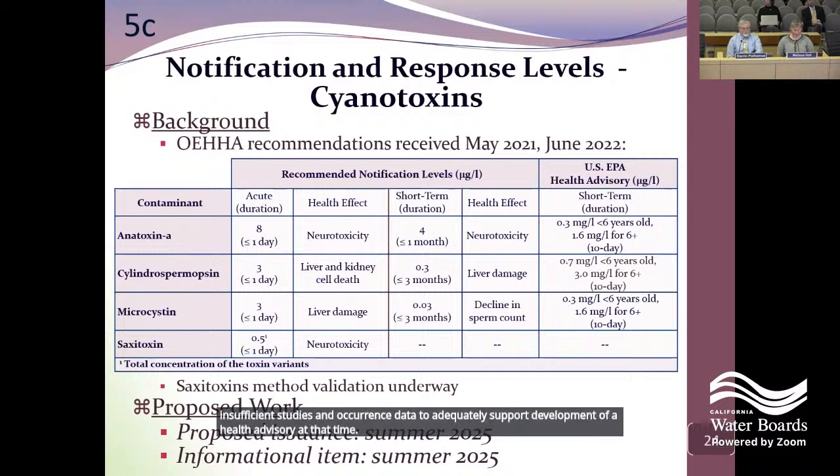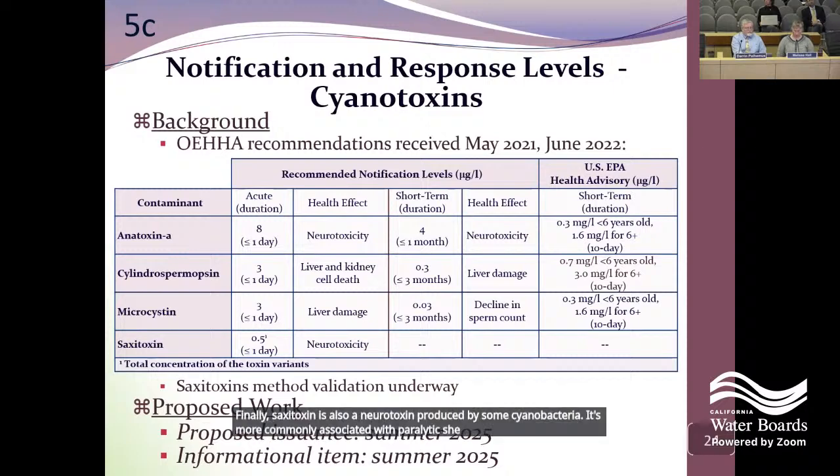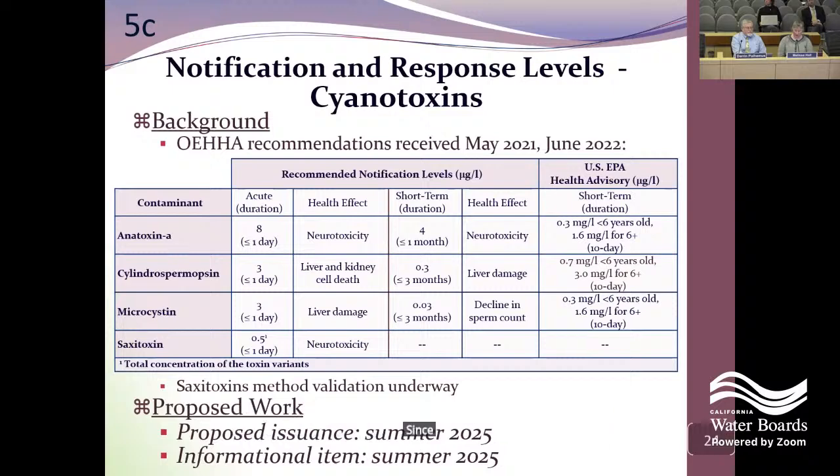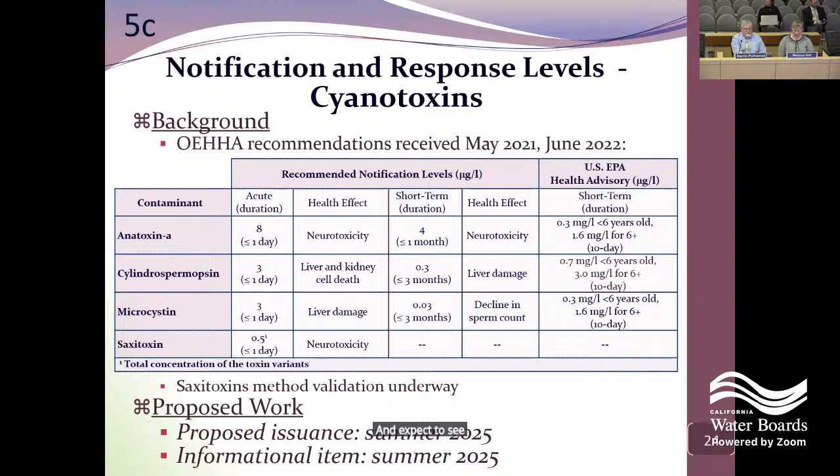Finally, saxitoxin is also a neurotoxin produced by some cyanobacteria. It's more commonly associated with paralytic shellfish poisoning. Since no validated analytical method is currently available for saxitoxin, we are working to remedy that prior to issuing notification and response levels for that toxin and expect to see the saxitoxin method validation completed this spring. Once that's done, we expect to proceed with notification and response level proposals later this year.